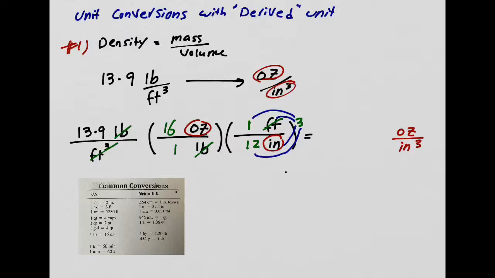If you do that, what you end up getting is 0.1287. Now we have to care about significant figures. You knew that was coming, right? How many sig figs is this number over here? This number over here has 3 sig figs.